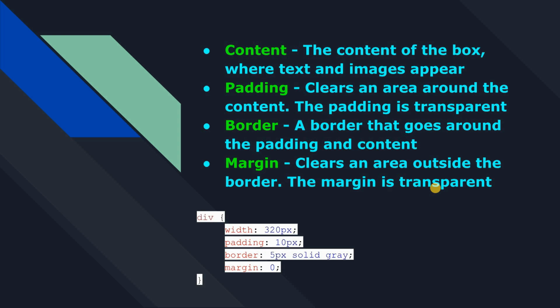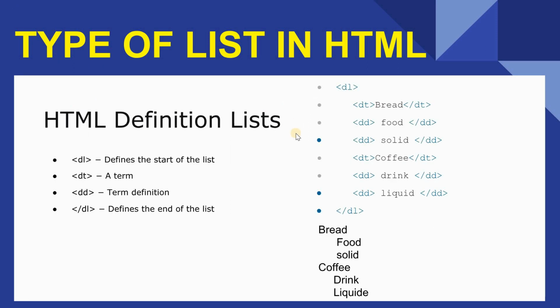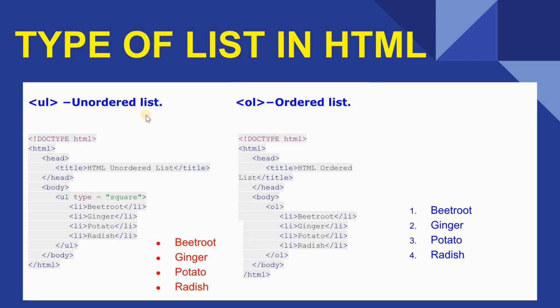Then the next question is, what are the different types of lists in HTML? There are mainly three types of lists in HTML. The first one is unordered list, then ordered list, and the third one is definition list. So the first one is unordered list.